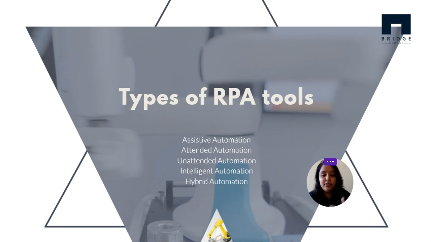Now, let's talk about the different types of RPA tools. First, we have assistive automation, which involves bots working alongside humans. Then we have attended automation, which focuses on tasks that require human intervention at specific points, and bots in this type of automation work in conjunction with human users, providing support and assistance as needed.